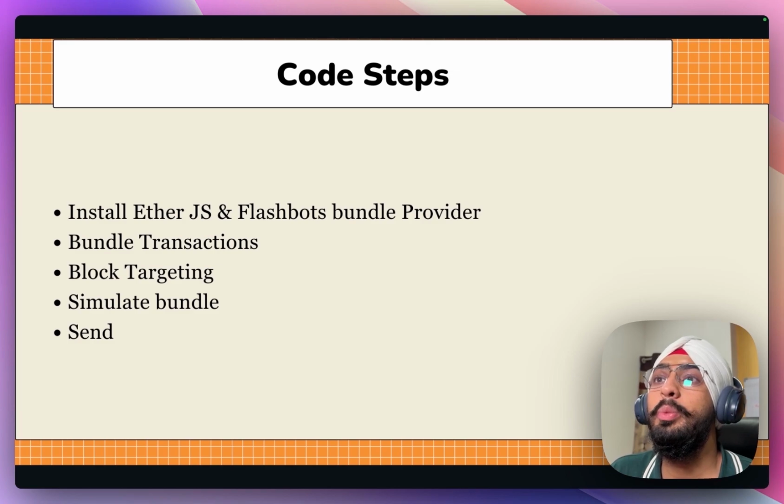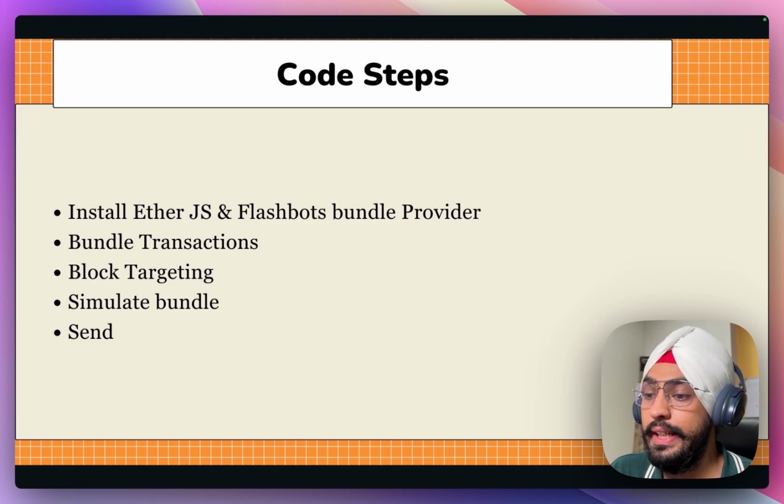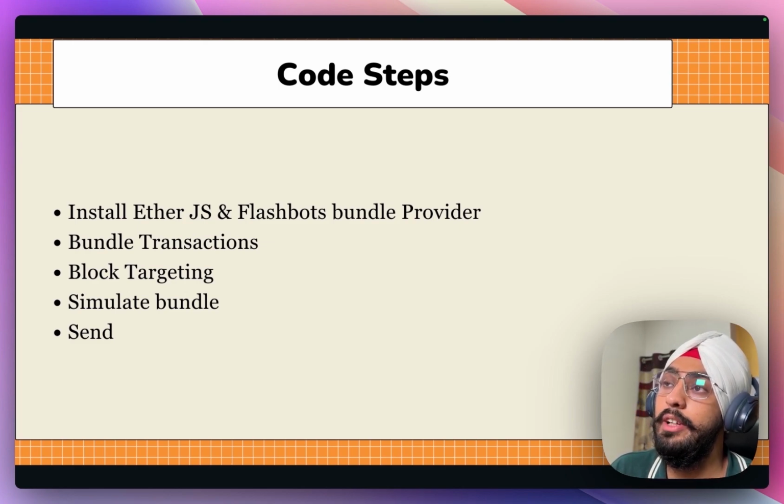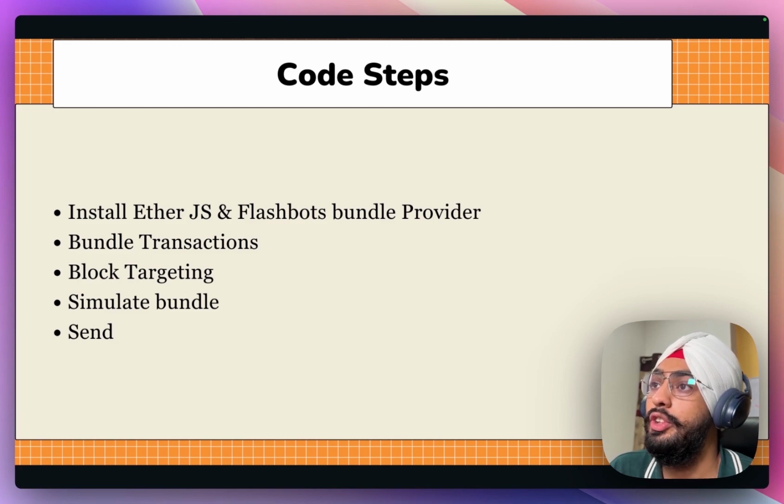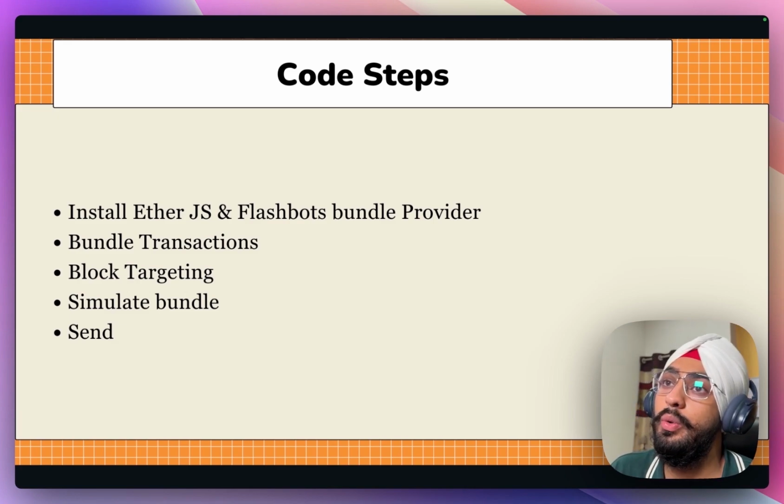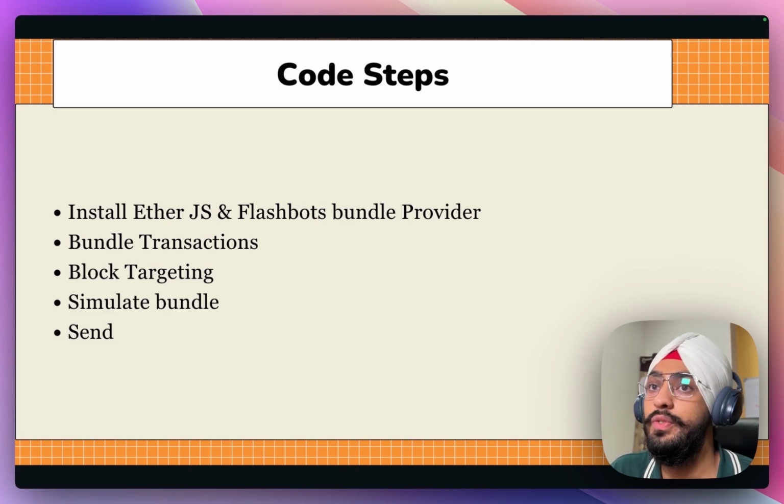Now, what are going to be some code steps involved? First of all, we will install the ether.js library to interact and the Flashbots bundle provider. So Flashbots have already developed a project called Flashbots Searcher Sponsor Transaction, which we are going to use. I'm going to show you the NPM package just after this, and also the link to it is in the description of this video. Then we are going to bundle our transaction. We are going to see what transactions we need and we are going to bundle them.